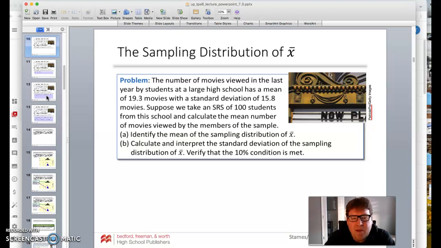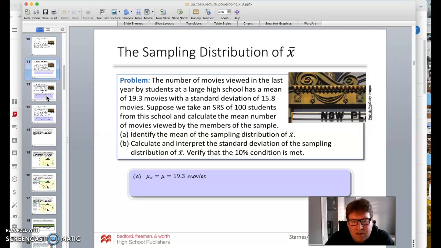All right, here's a problem. The number of movies viewed in the last year by students at a large high school has a mean of 19.3 and a standard deviation of 15.8. Suppose we take a simple random sample of 100 students from the school and calculate the mean number of movies viewed by members of the sample. Now, what would be the mean of the sampling distribution? Well, as we just talked about, it's the same as the mean of the population. So we'd have 19.3 movies.